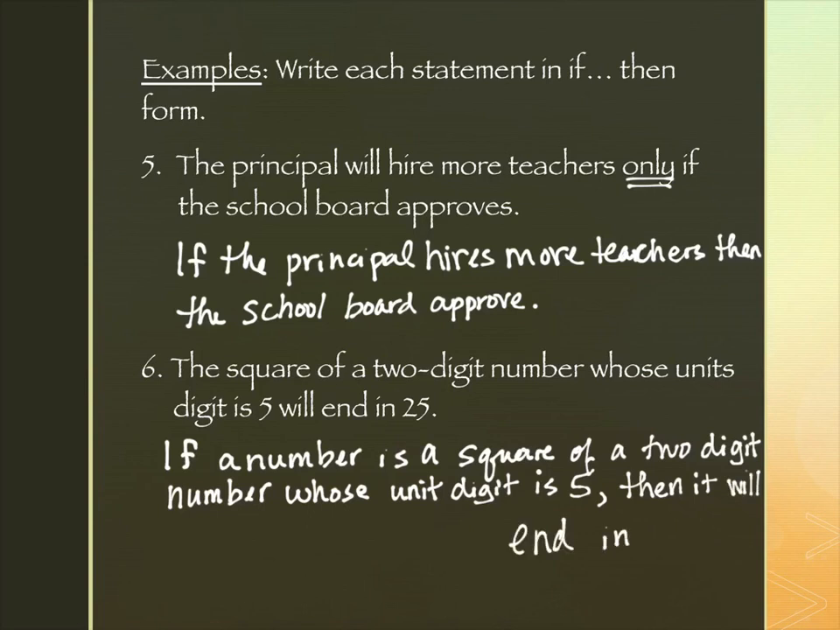end in 25. All this is saying is if I have a two-digit number like 15 because it ends in 5, or 25, or 75, if I have any of these numbers and I square them, the answer will have 25 at the end of the answer. That's all the statement's actually saying. It's so strange sounding. It's not really a complicated fact, but that's what it's trying to say. And this is how we could rewrite it, with some variations potentially, to put it in if-then form.